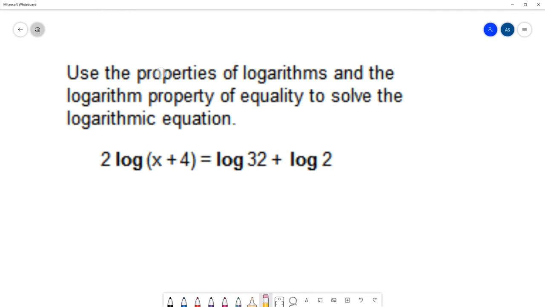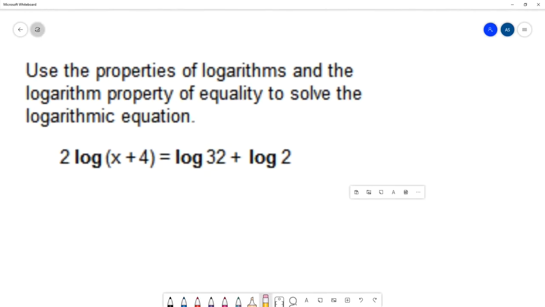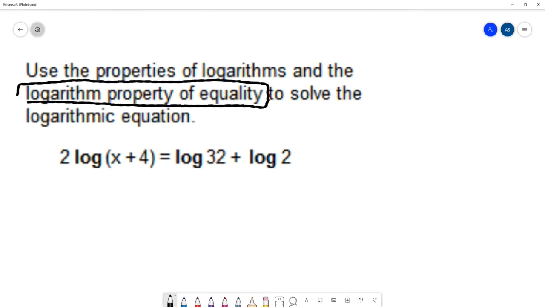So there are several properties of logarithms that we're going to use, and we'll also use this logarithmic property of equality. So let me tell you about that, because this property here will help us to understand what we're working towards.